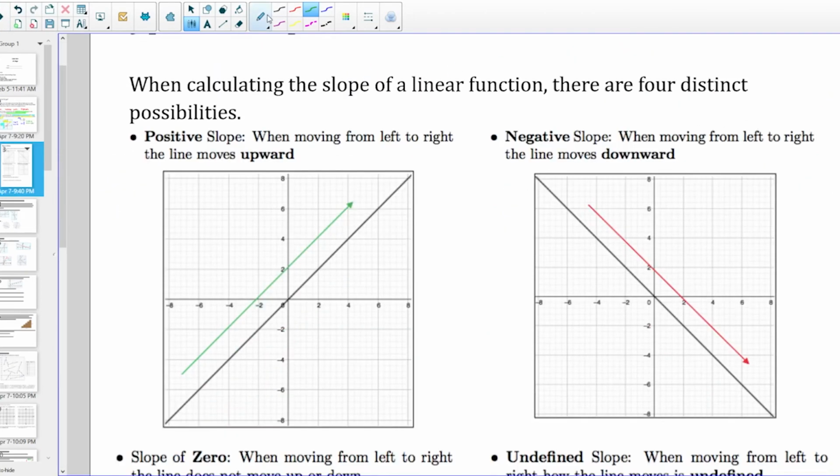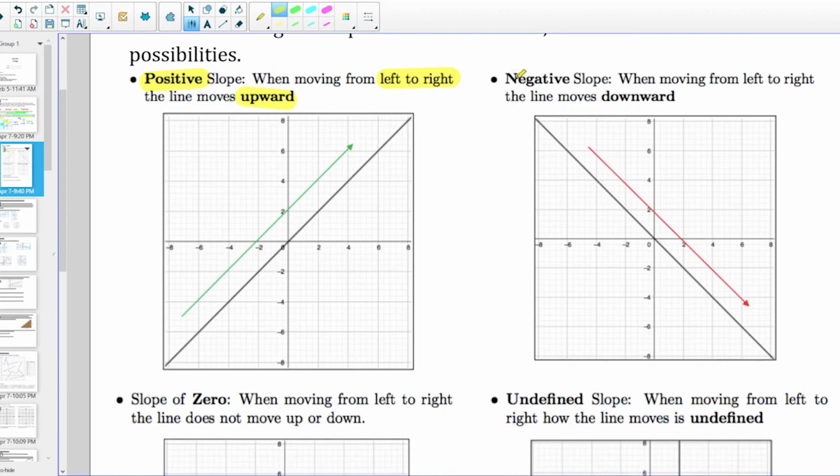Now we're going to explore 4 types of slope in this outcome. The first one being a positive slope. We can see that when we're moving from left to right, which is really important, along your x-axis, your line is going to move upwards. So as we're moving left to right, your line is going up.